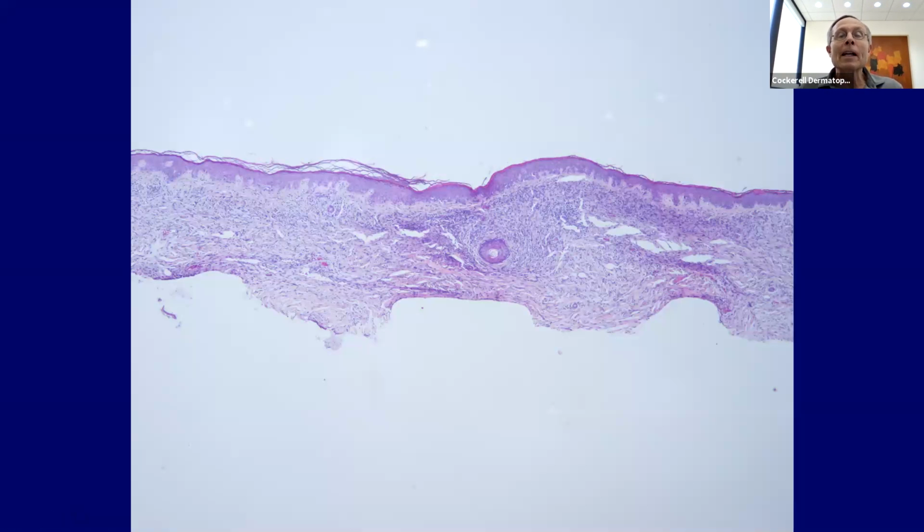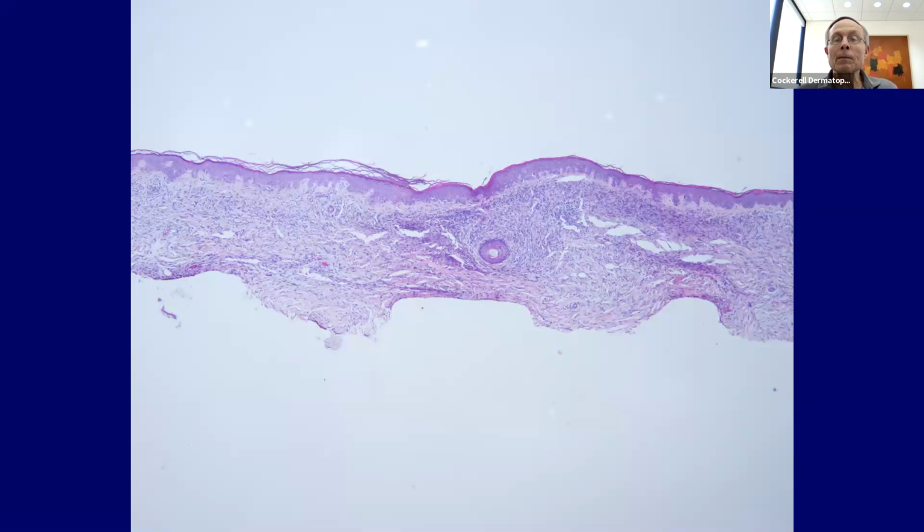Okay, so we've got a shave biopsy in this case, and this was a neoplastic process. And we are sort of compromised because we can't evaluate breadth, symmetry, circumscription, and a lot of those various things.